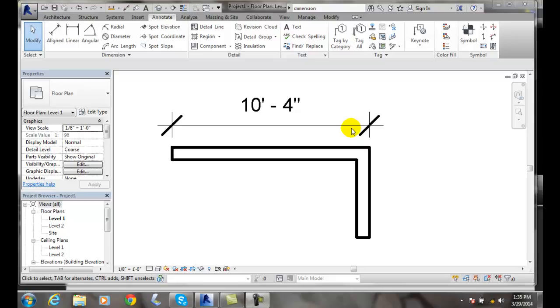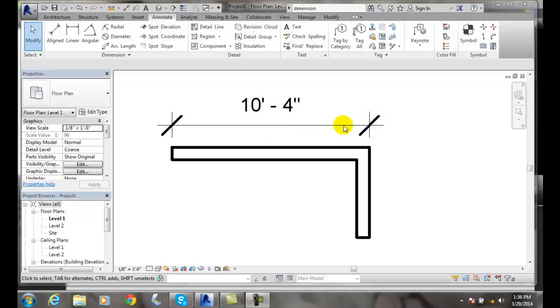And then we have our dimension text. That's this value up here is our dimension text. It's 10 foot 4 inches is our dimension text. We have our tick marks. Here we have what's called architectural ticks. These are at the intersection of the dimension line and then our witness lines.